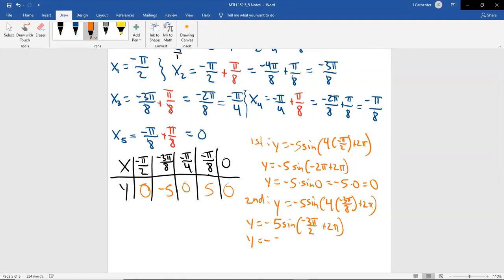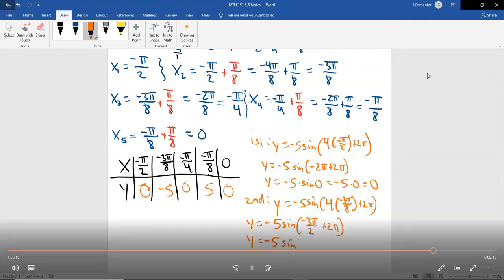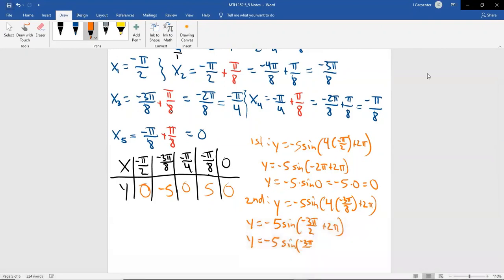which is -5 times the sine of, if you get an LCD, that's going to be -3 pi over 2 plus 4 pi over 2, which is -5 times the sine of pi over 2, which is -5 times 1, which is -5. So it works. Sine of 90 degrees is pi over 2.